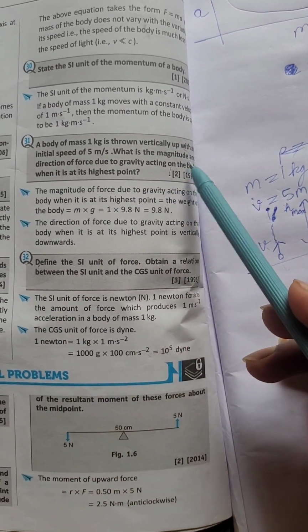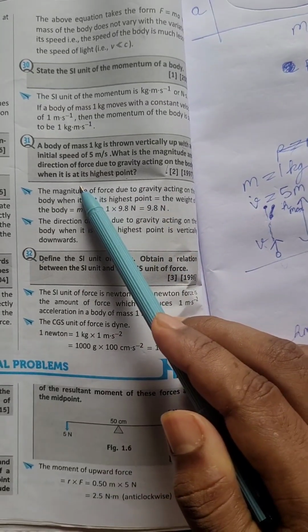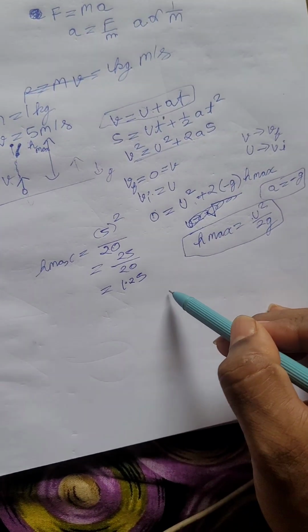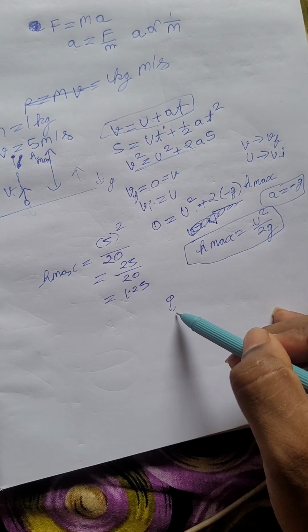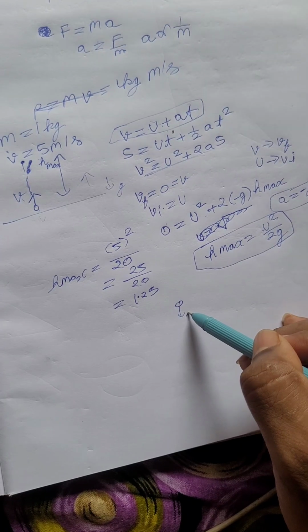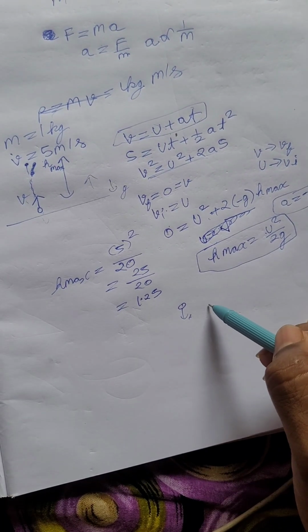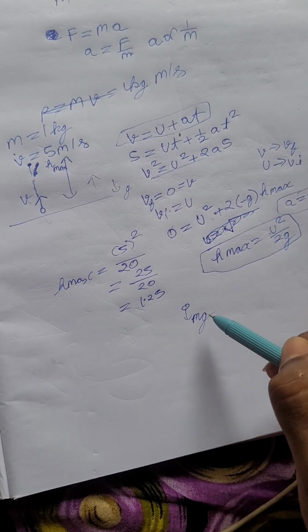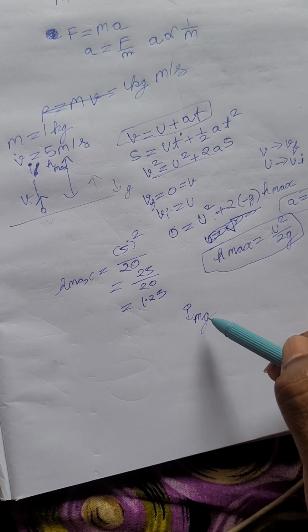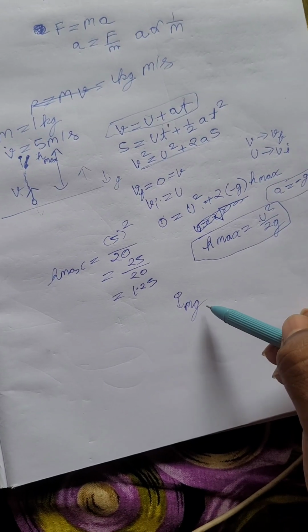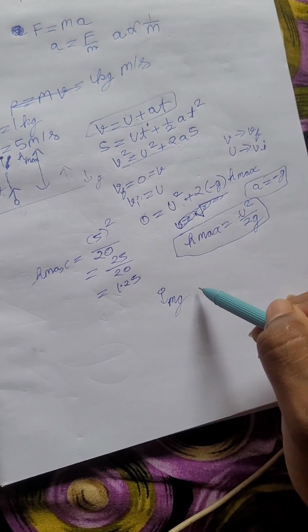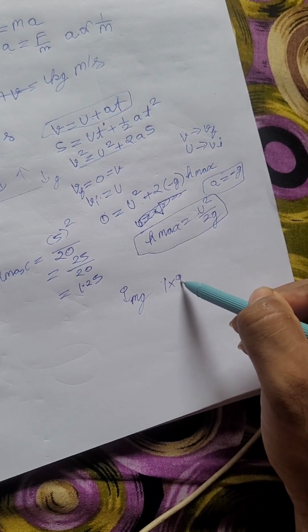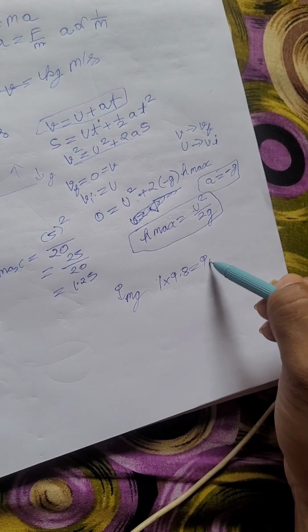Magnitude of force applied at its highest point. We have to find the force when it is at the highest point. So when it is at the highest point, the gravitational force will be mg only. Sorry, my mistake. So mass is 1 kg into g, given 9.8, that is 9.8 newton.